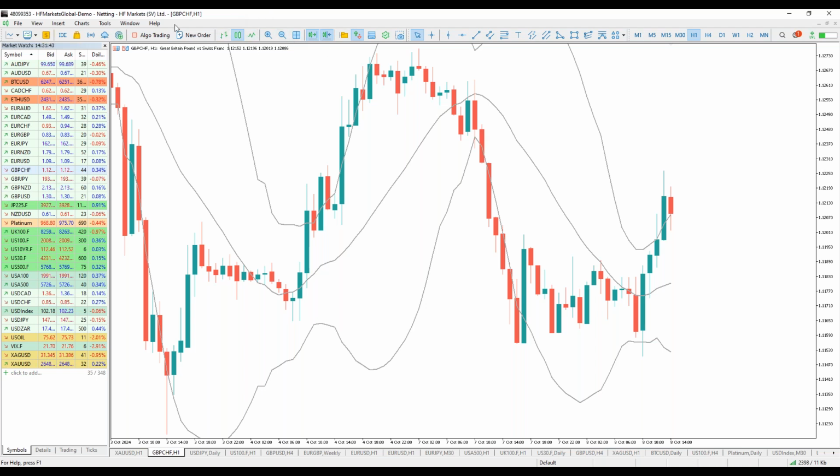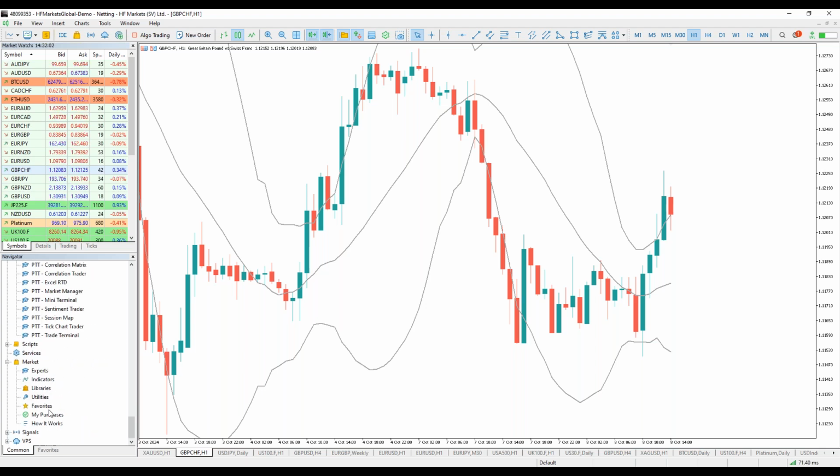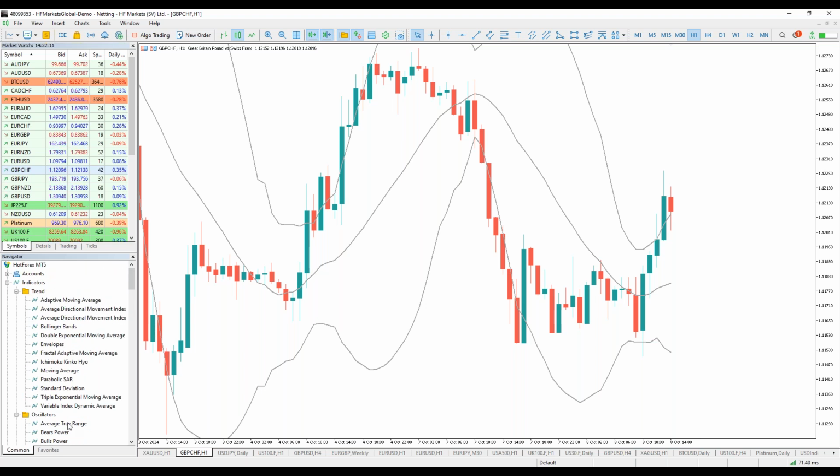But I'm not sure whether MT5 has a double Bollingers by default. I mean, an actual indicator that adds two Bollingers automatically. No, I don't think so. I haven't seen it, at least I haven't noticed it. We have triple exponential moving average. We have double exponential moving average. But no double Bollingers.